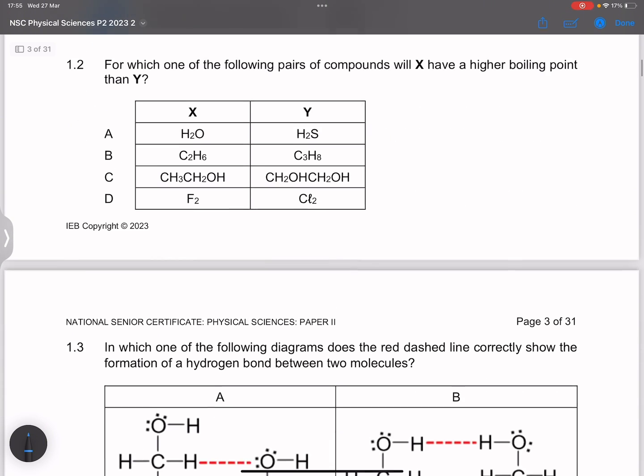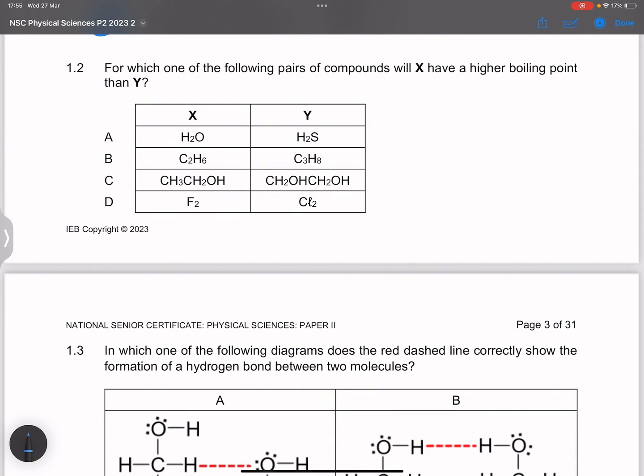Okay, right. Which one of the following pairs of compounds will have X with a higher boiling point than Y? So we want X to have a higher boiling point. First one, they say H2O versus hydrogen sulfide. And by the way, that's how you write a sulfide and not the previous one. I think A would be correct. Remember that water has strong hydrogen bonds, and hydrogen sulfide would have dipole forces. So definitely water would have stronger intermolecular forces.